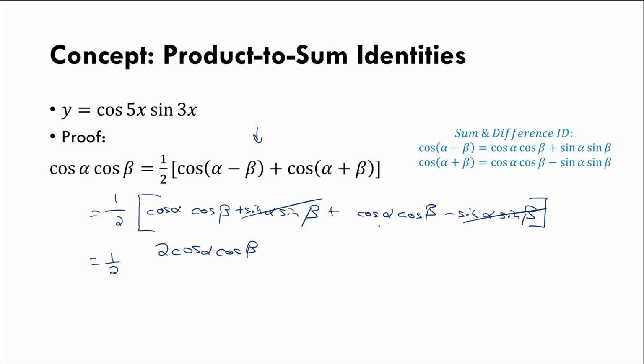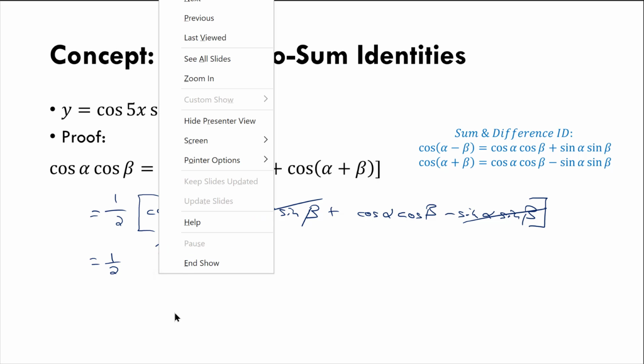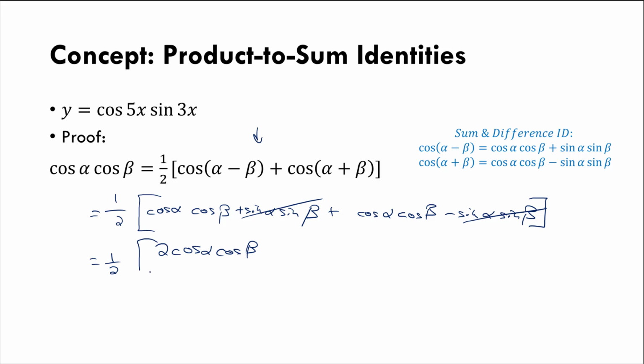I've got one here and one here, so we can add those, so I've got 2. So my 1/2 and my 2 will cancel out, and I'm left with just cosine alpha cosine beta, which is what we have here on the left-hand side of our equation. So that checks out as an identity.